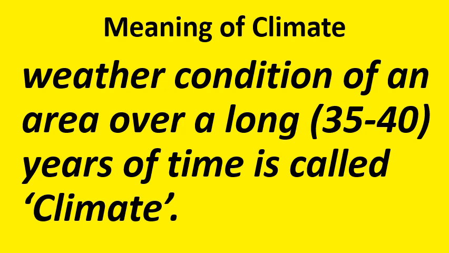Weather condition of an area over a long period, say for example 35 to 40 years time, is called climate. What is climate? Usually people are confused between weather and climate. Weather is different, climate is different. Climate is an average weather condition of a particular place, which is considered for a long period, say for example 35 to 40 years.